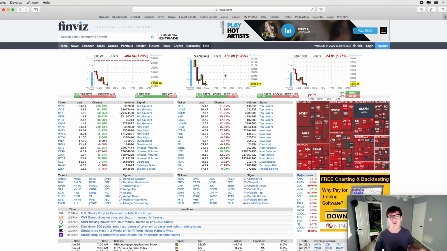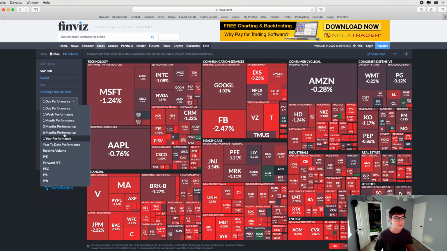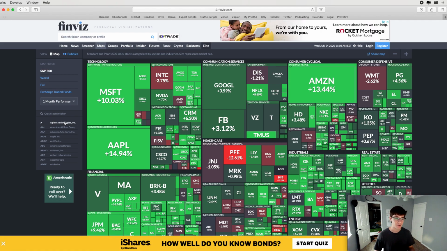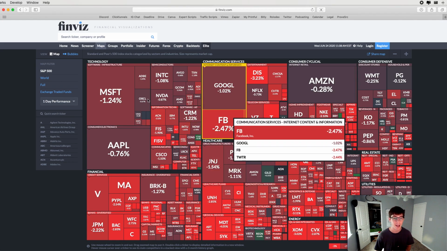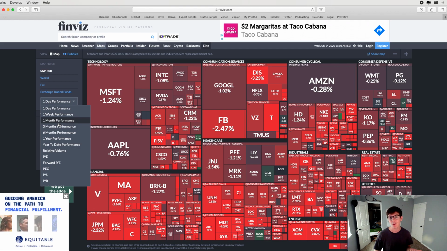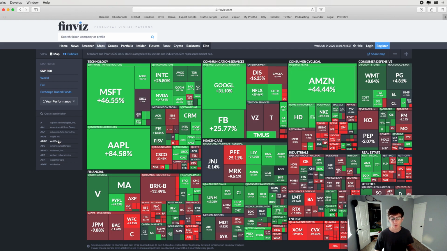So again, I know this really isn't searching for stocks, but definitely check out their heat map, which is this. And I would always go to about a 1 month performance, really just depending on if you're a swing trader or a day trader or investor, right? If you're a day trader, you're going to be wanting to look at the 1 day performance. If you're a swing trader, you may be wanting to look at the 1 month or 3 month performance. If you're an investor, the 1 year performance.